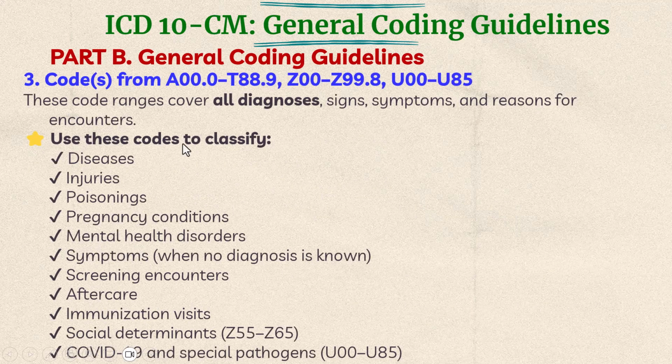Number 3. Codes from A00 to T89.9, Z00 to Z99.8, and U00 to U85. These code ranges cover all diagnoses, signs, symptoms, and reasons for encounters. So use these codes to classify diseases, injuries, poisonings, pregnancy conditions, mental health disorders, symptoms when no diagnosis is known, screening encounters, aftercare, immunization visits, social determinants, and COVID and special pathogens that are included in U codes.